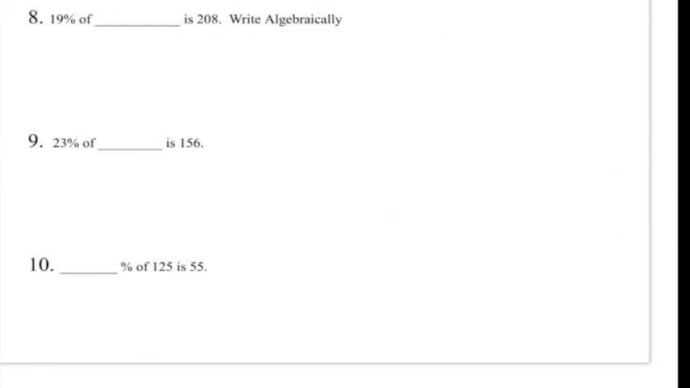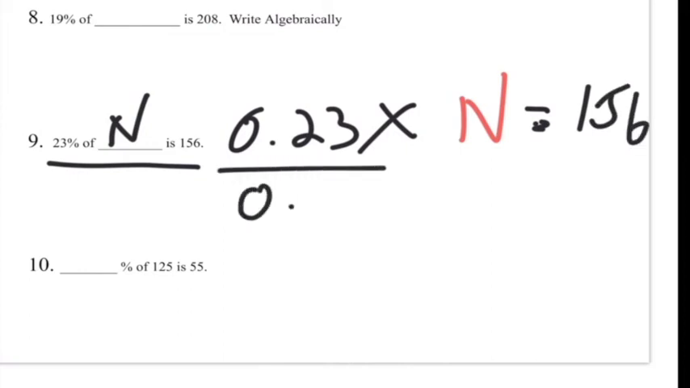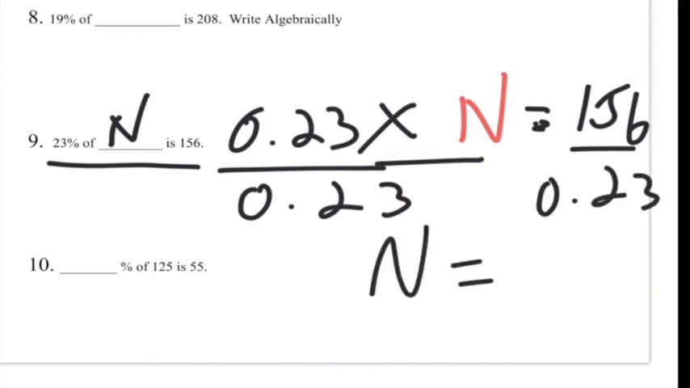Next one, same deal. I'll put n there because that's my variable. 0.23 times n equals 156. Divide by 0.23. Divide by 0.23. I get n equals 156 divided by 0.23. And again, I get a number with a lot of decimals. So we'll just round it to the tenths for now. So 6.78, that's a decimal, 0.3.